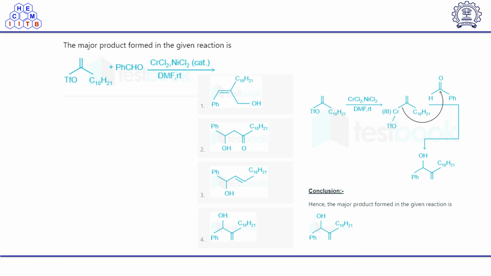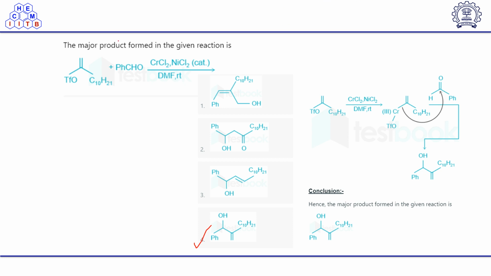So this is the reaction. Here the major product will be this one, option 4, and the reaction is this: chromium first will undergo insertion at this position to give this chromium and triflate at this position. Then this bond will attack at this carbonyl carbon to give this corresponding product. So we will get option 4 as the right answer.